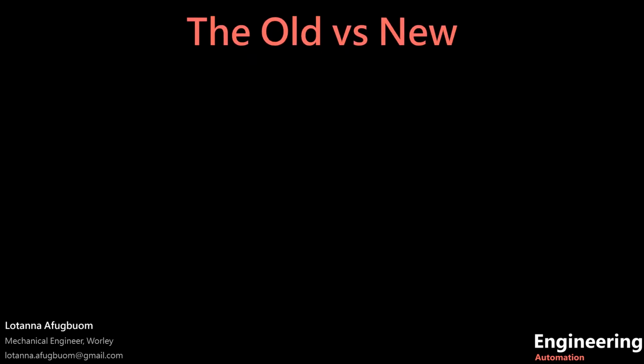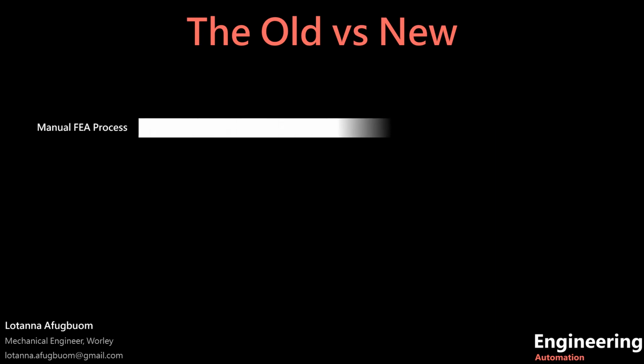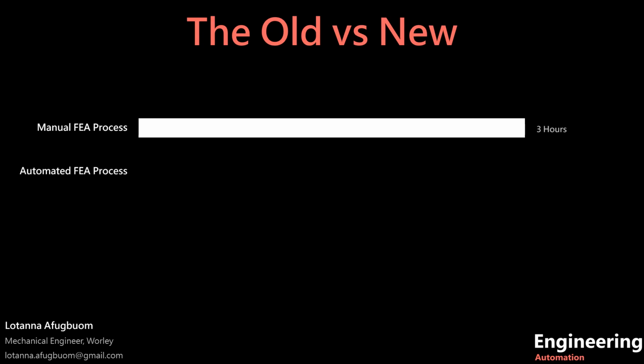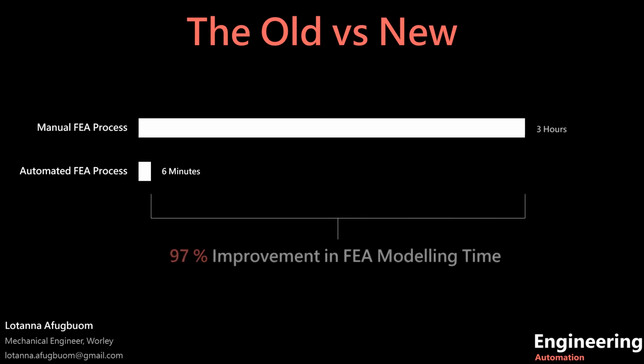The current industry standard for performing the finite element analysis of a bolted flange assembly is completely manual and takes approximately 3 hours to complete. This manual methodology is tedious and rife with the possibility of mistakes that could happen at any step along the process, such as the CAD modeling, meshing, or boundary conditions definition. However, the new methodology described in this video automated the manual process and therefore eliminated the possibility of errors and significantly reduced the modeling time from 3 hours to just 6 minutes. A significant 97% improvement.